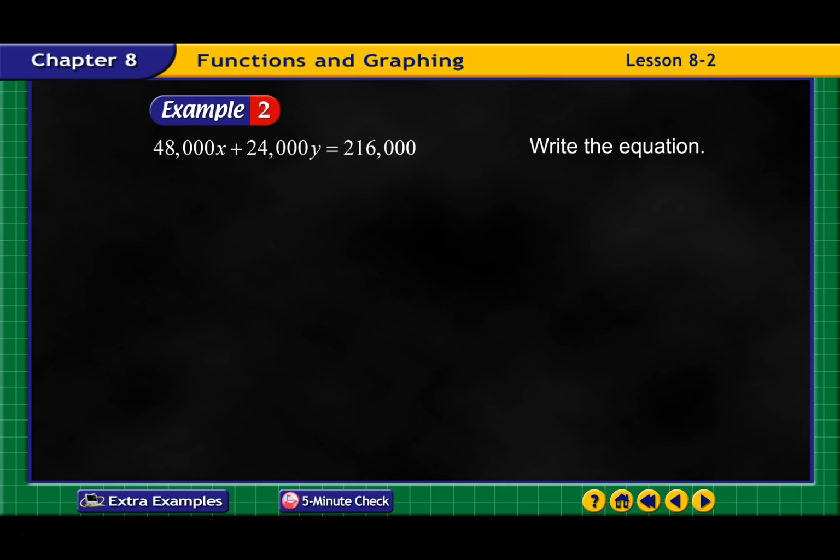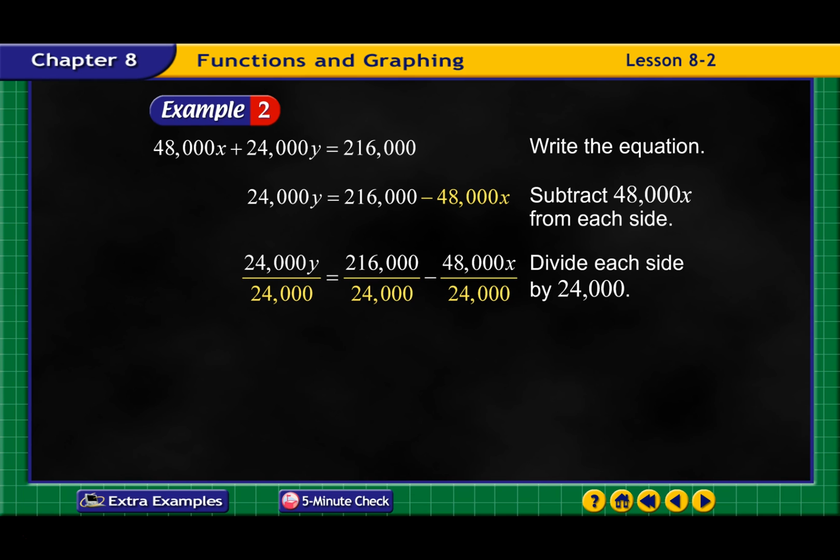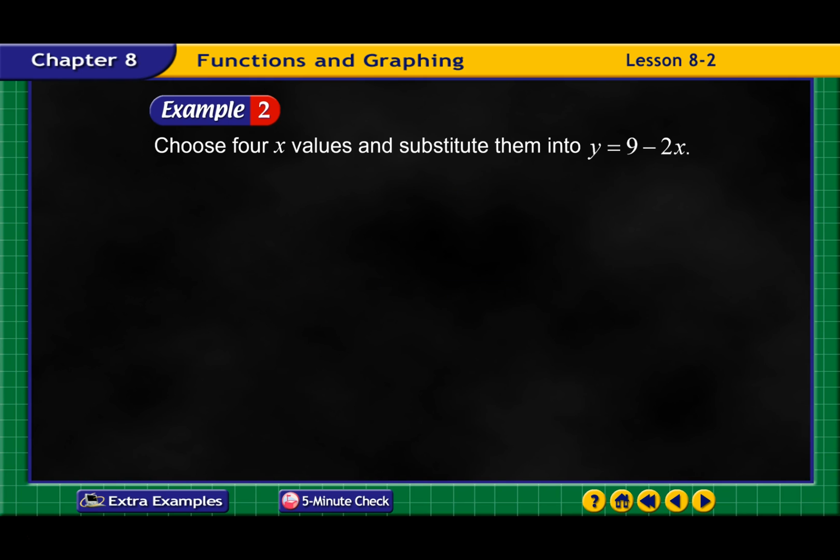So we take that equation that they gave us. We're going to subtract 48,000 from both sides. And then we're going to divide everything by 24,000. So it gives me y equals 9 minus 2x. So we choose 4 values for x and substitute them in.